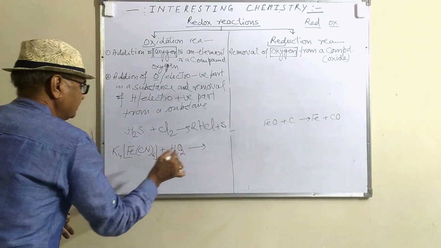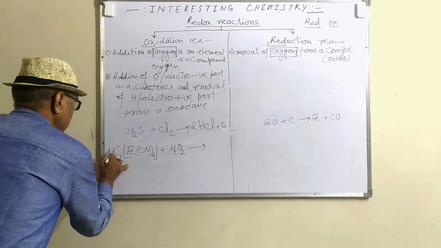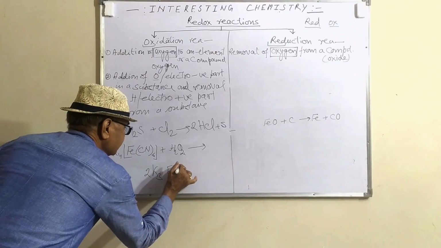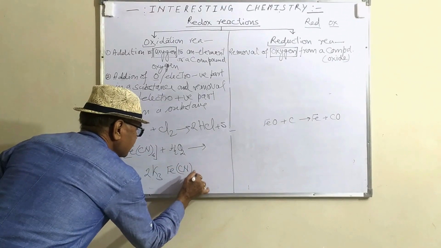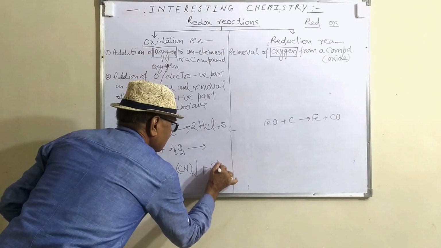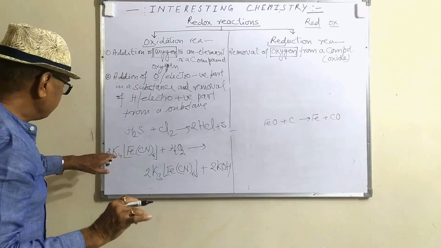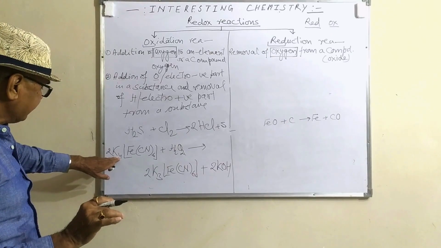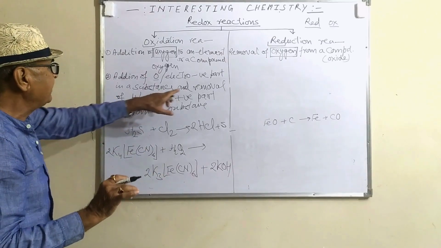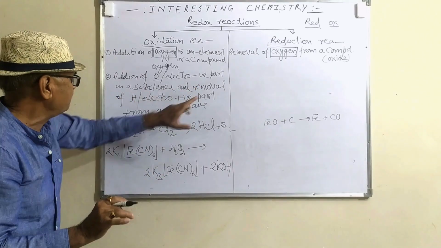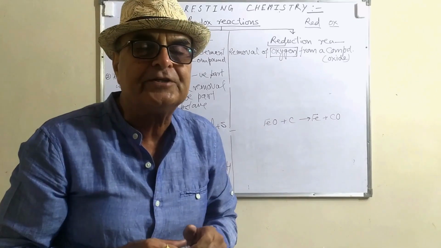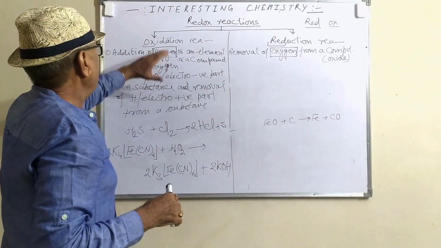so here two molecules we will take, and here 2K3Fe(CN)6 plus 2KOH. Here in one molecule there are 4 K atoms. Here 3 K atoms, 1 K atom is removed from here. So here is removal of electropositive part from this substance. This is an example. So I think this is the complete definition of the oxidation.